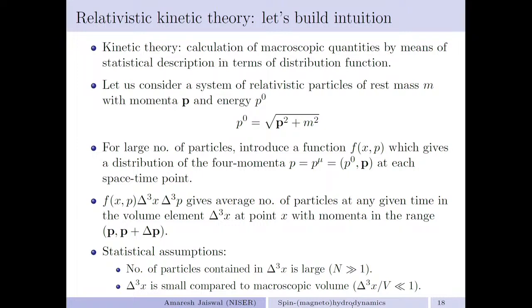We deal with a distribution function, which tells us the number of particles in a phase space volume element located at x and p. And we work with the statistical assumption that this volume element, d3x, located at p, is large enough, which we call the fluid element, so that you can make a statistical average, define a temperature, and so on. However, it is small enough compared to the total volume of the fluid, so that you can still consider it a fluid element. So this is the separation of scales we need.